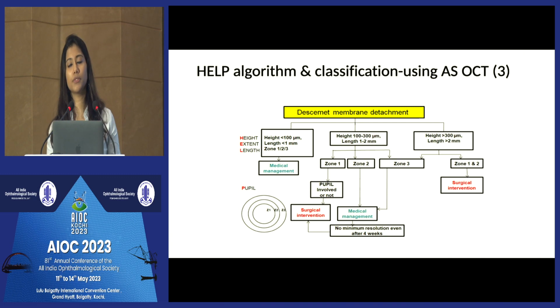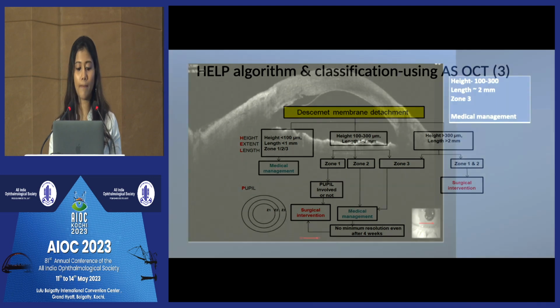If the medical management doesn't subside within 4 weeks of commencement of the treatment, then we can go ahead with the surgical management. The other criteria is height less than 300 microns, length more than 3 mm. If it is zone 1 and 2, surgical intervention is recommended. Zone 3, we can still observe medically. And again, if it does not resolve, we can go ahead with the surgical management.